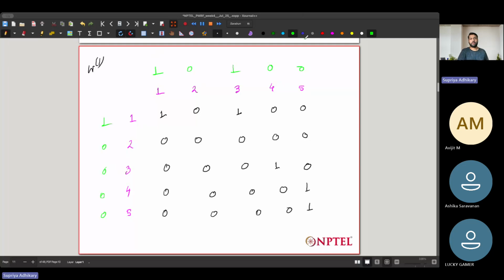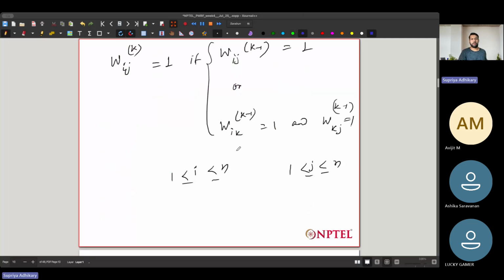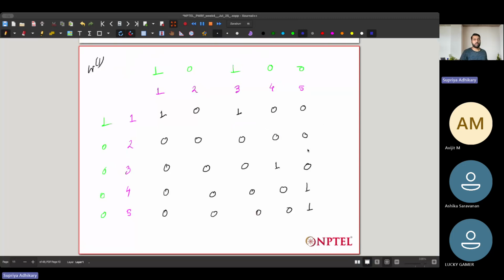Now we have to see if we can update this. The update rule was that if W_ik is equal to 1 and W_kj is equal to 1, then we update W_ij as 1. So what is W_ik? Corresponding to this, as you can see, 1 and 1, so this should be 1. Over here we can see 1 and 0, so this should be 0.